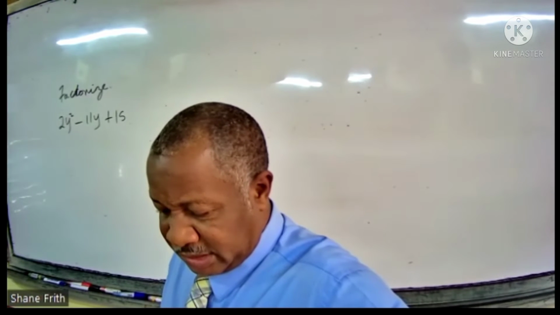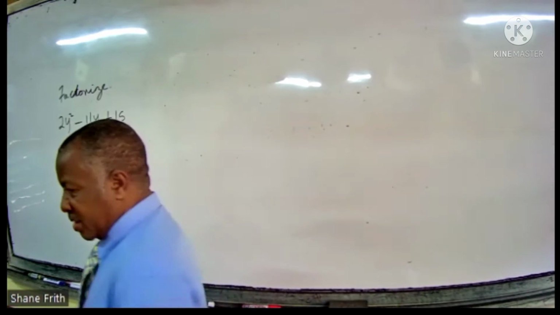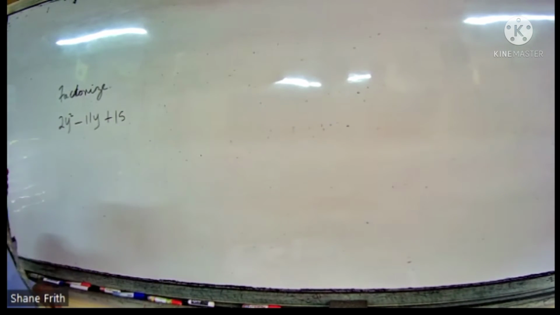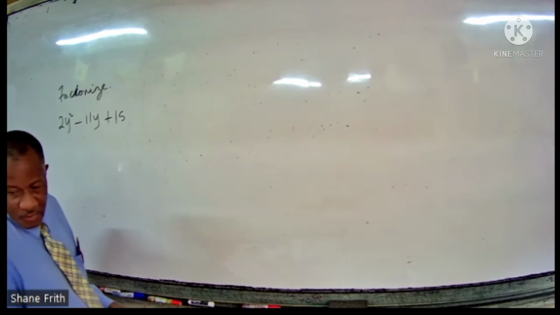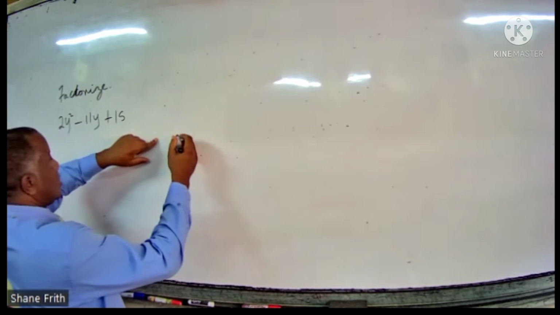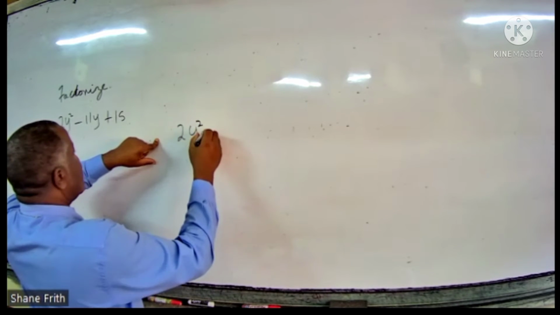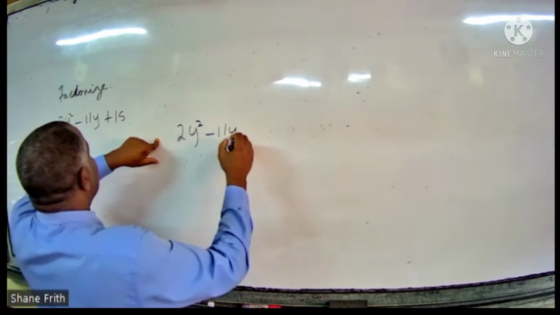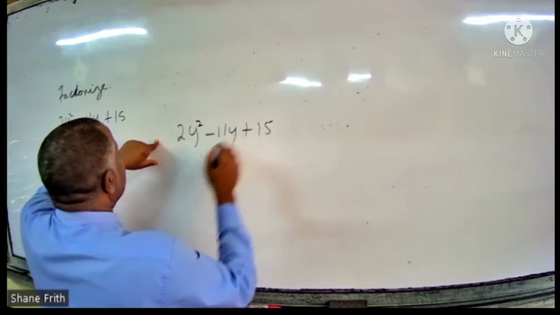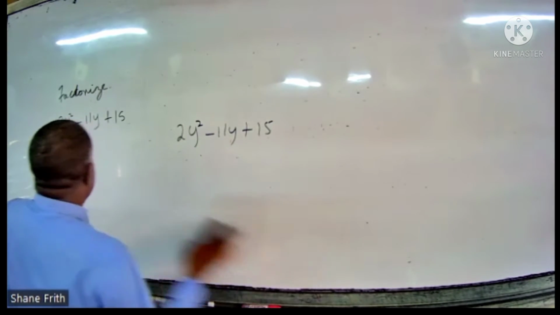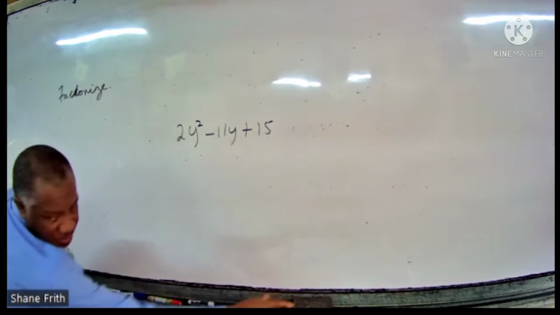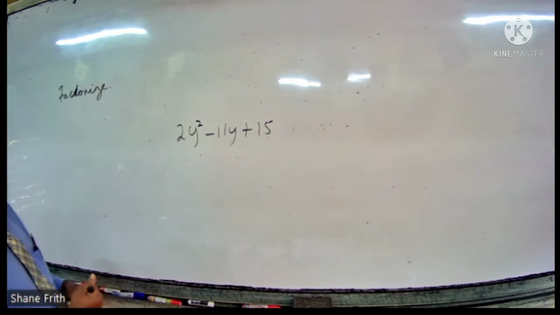All right, we want to factorize. For some reason that's not so clear. So let me write it down here. So 2y squared minus 11y plus 15. And let me remove this. All right.